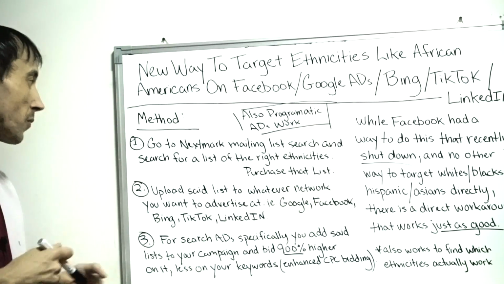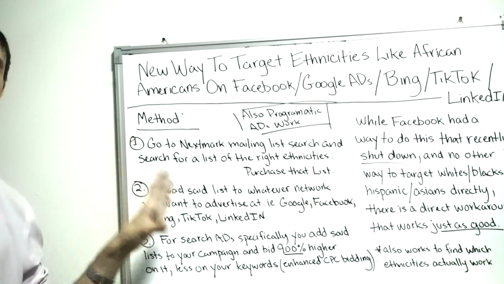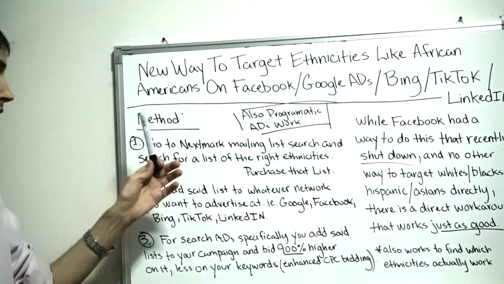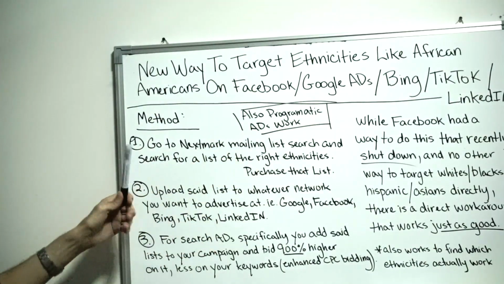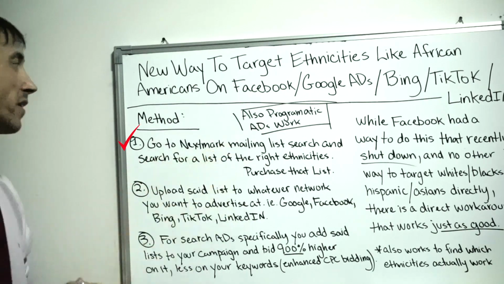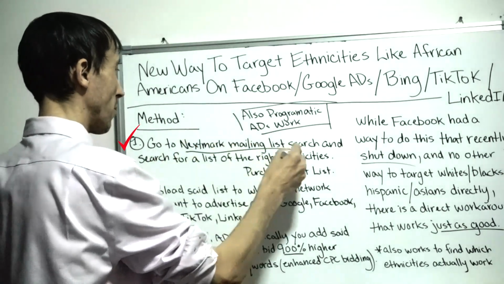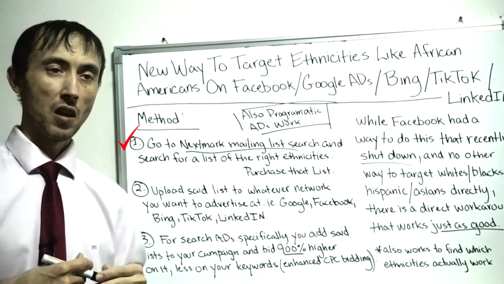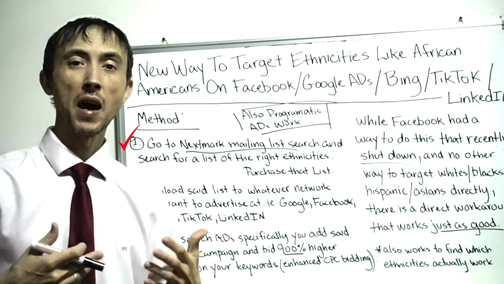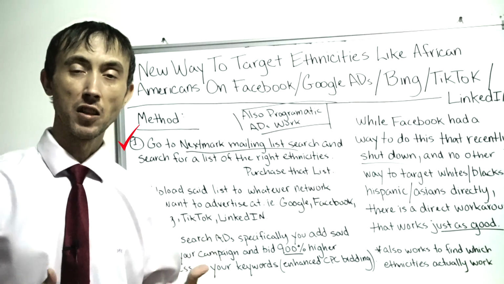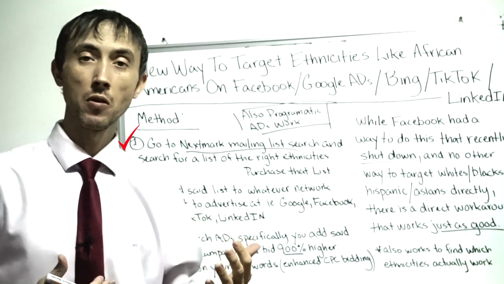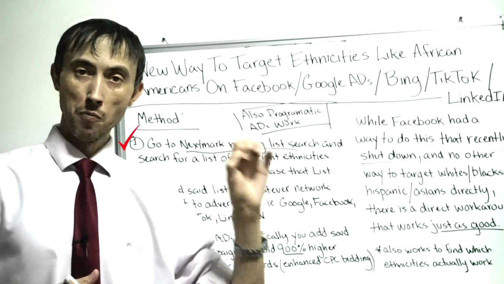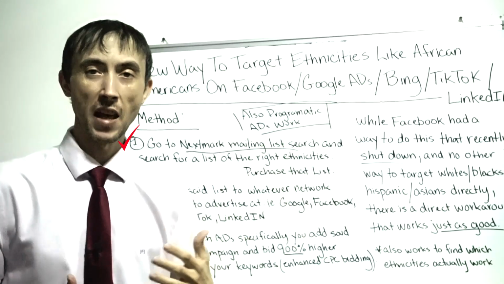That said, here's the main method that I have to target individual ethnicities on these platforms: Facebook, Google, Bing, TikTok, LinkedIn. Number one, you go to Nextmark mailing list, which you just Google and you'll find out where it is. This is basically a shop or a platform where you can buy marketing lists, basically lists of people, email addresses, phone numbers that meet certain traits, requirements, that kind of thing.